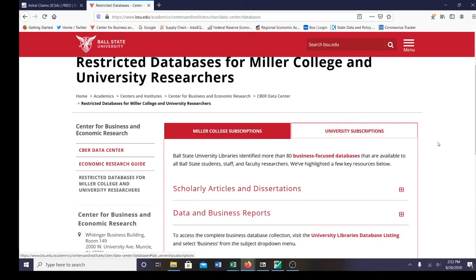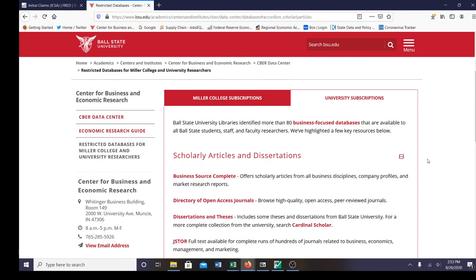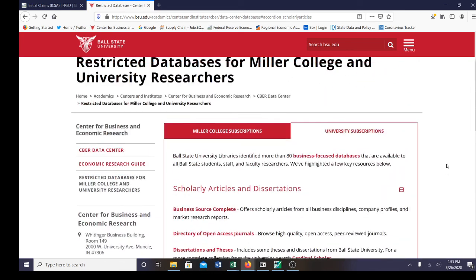The university also sustains a number of subscriptions. These are business-focused databases, so these are places you can go directly through the university to access if you're working on a VPN.